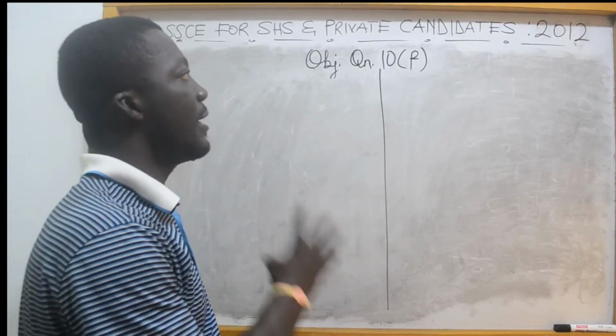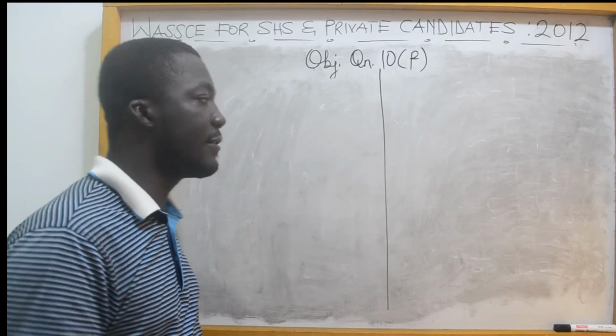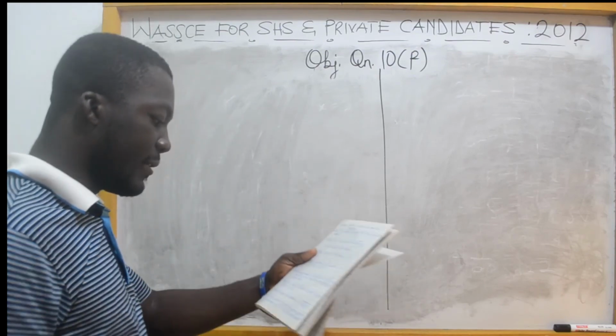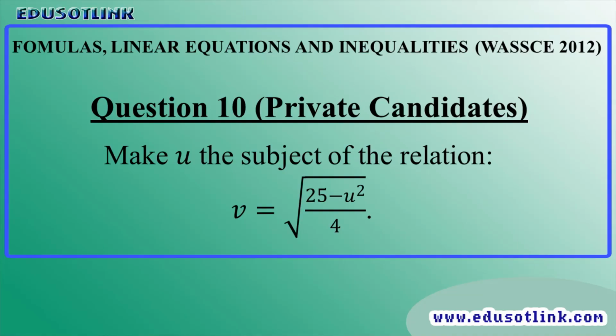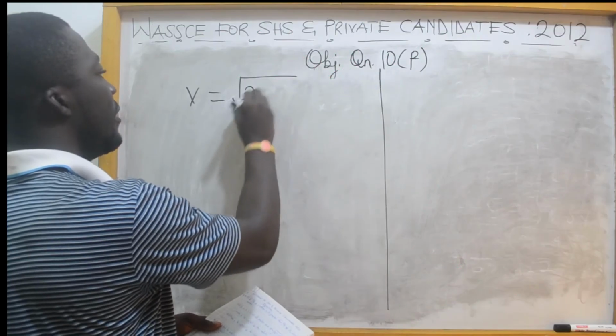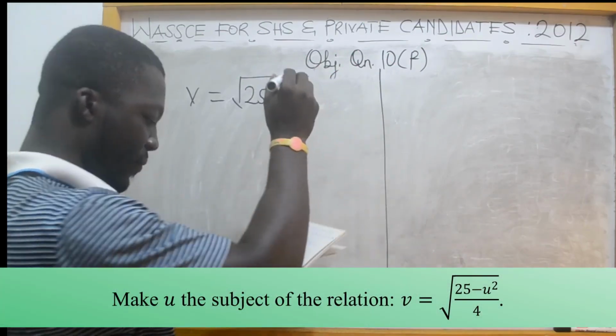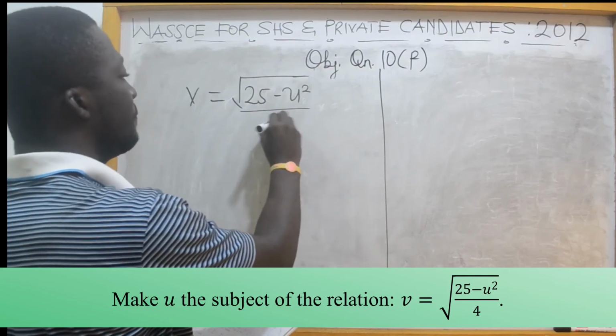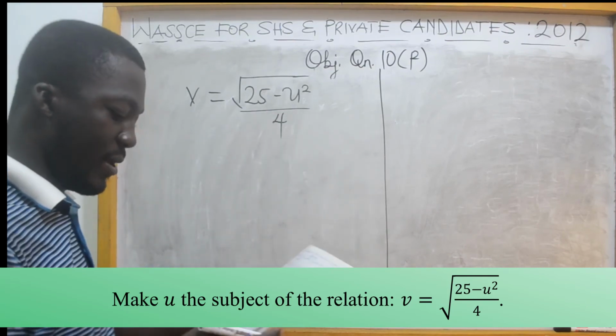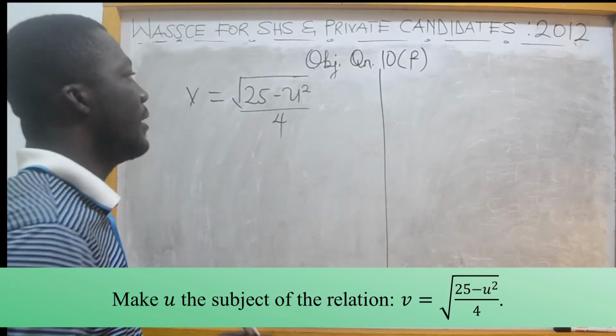Objective question 10 for private candidates. The question says, make u the subject of the relation v is equal to the square root of (25 minus u squared) divided by 4. So we have to make u the subject.